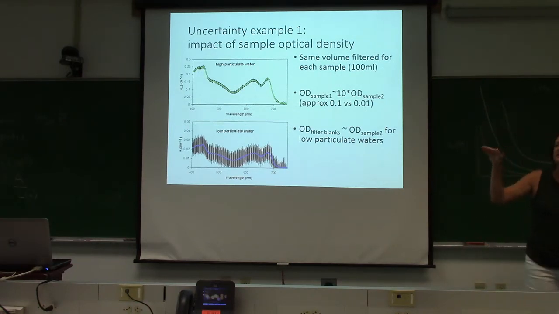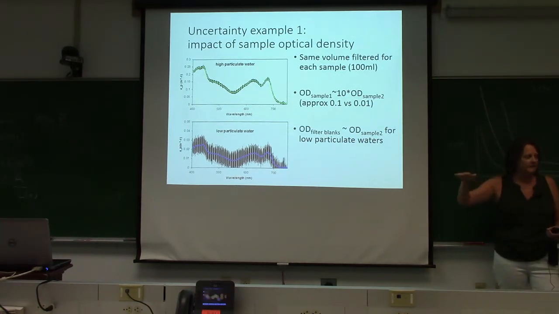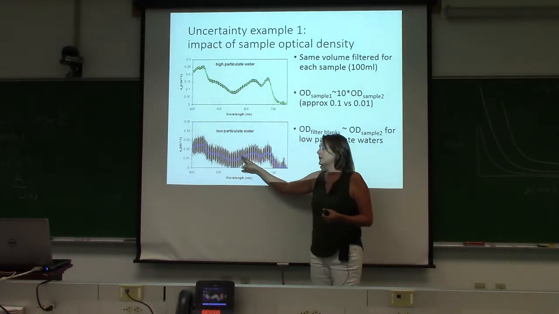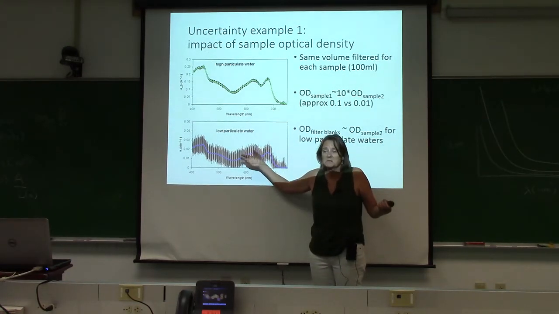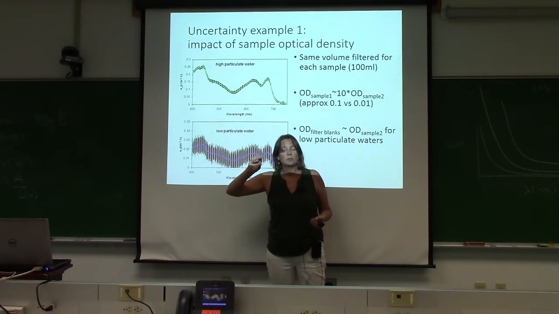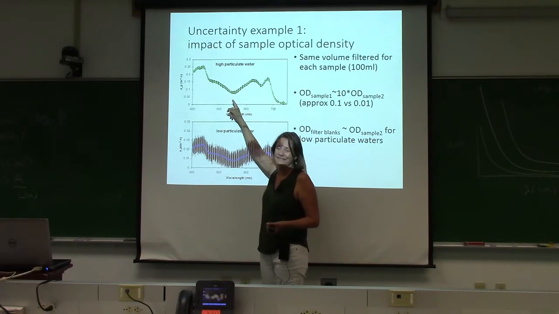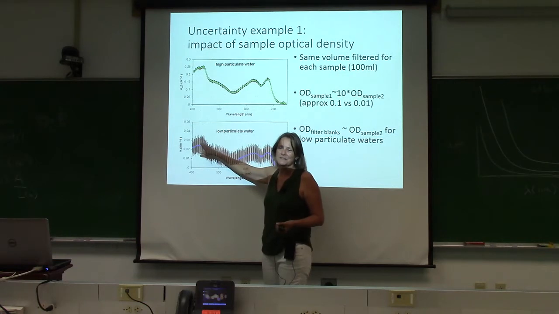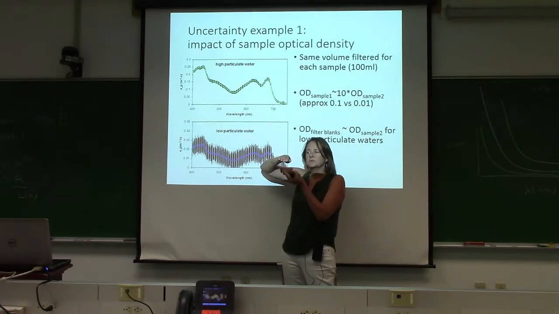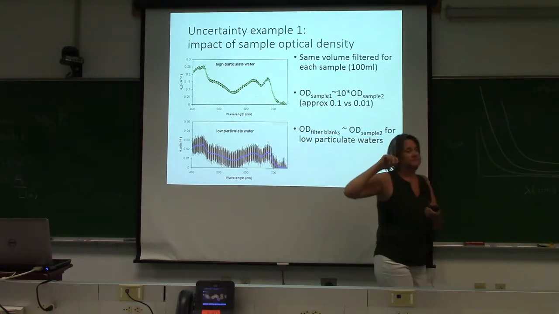The uncertainty is due to the variability in the optical density of the blank filter pads. When you have a very low absorbance by your sample, because it was just a low biomass water and you didn't filter very much, the uncertainty of your filter pad is large relative to your sample. But is it the same magnitude as the high particle one? Yes, it is. But in comparison to your signal, it is very large. So, same uncertainty, but because your samples had different optical densities, the relative uncertainty is larger. Okay?